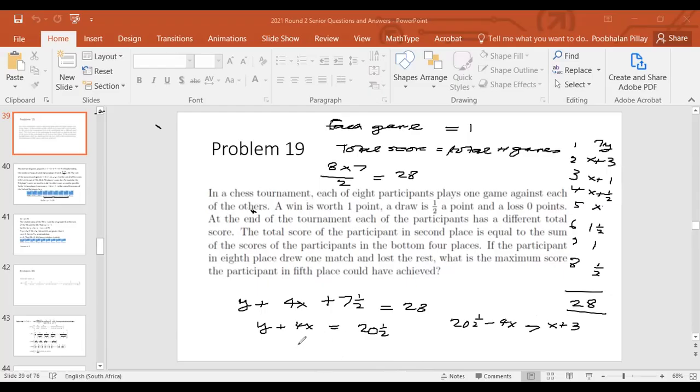And therefore, now you got an inequality involving x. So 20.5 minus 3 is 17.5, and that's greater than 5x. And 5x less than 17.5 means that x is less than 3.5.